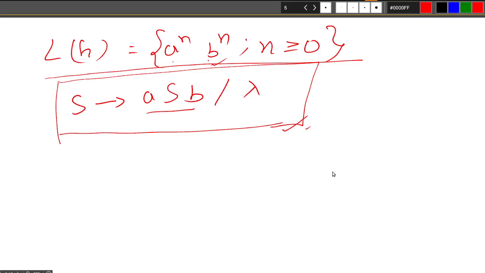If I remember, in the last or previous class, we were talking about four types of grammar: type 0, type 1, type 2, type 3. Can you tell me which type of grammar it is? Is it type 0, type 1, type 2 or type 3? Rohit.